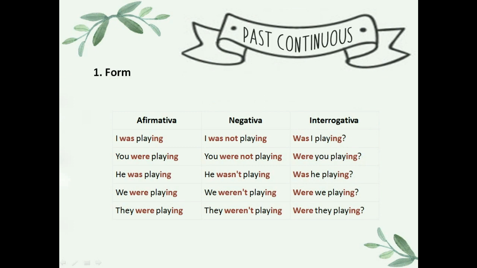Let's now move to the past continuous. This is the form. What we do is to write was or were and then add the verb in ing. Look at the examples. I was playing, you were playing. Now, for the negative, we write was not playing or were not playing. For the interrogative form, we put was or were at the beginning and we need to remember that the verb has got ing. Easy, right?